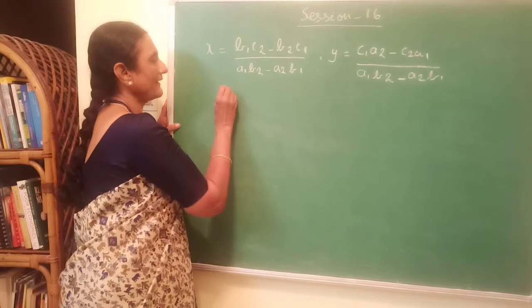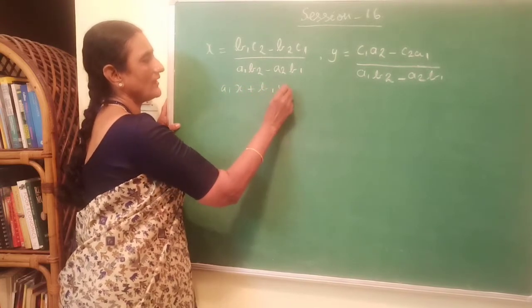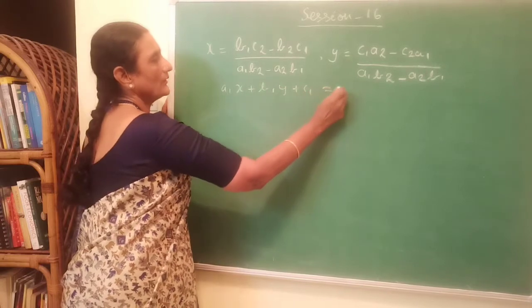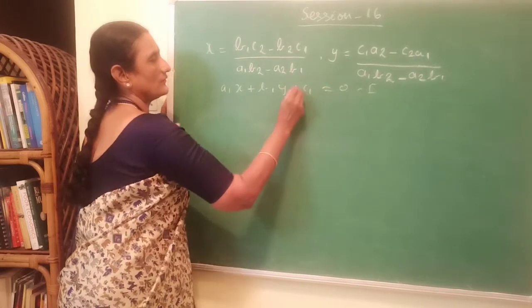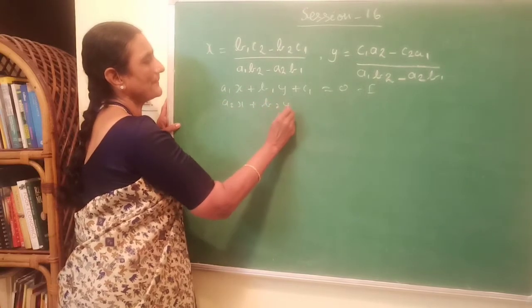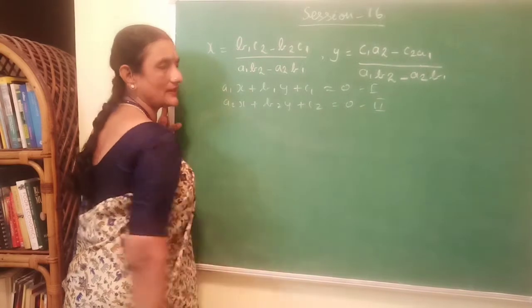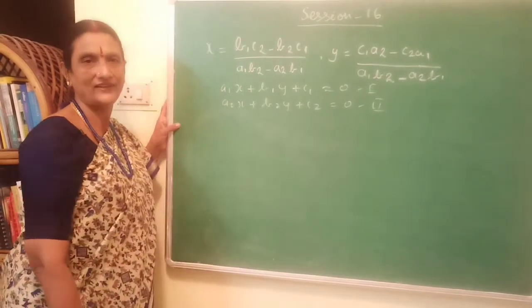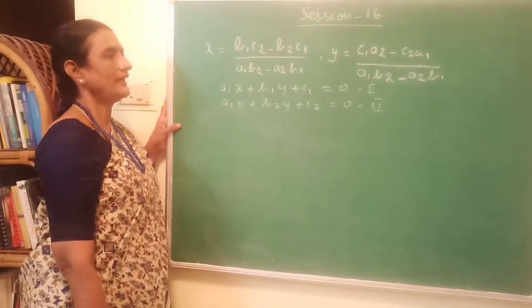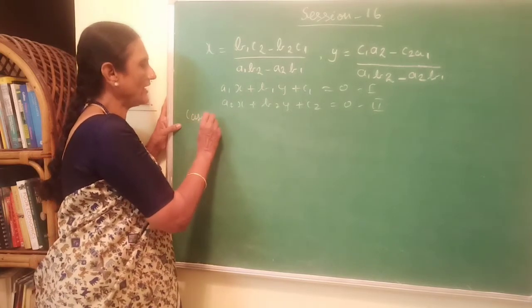Before that, let me write the original equations. A1x plus B1y plus C1 equal to 0. This is your equation 1. And A2x plus B2y plus C2 equal to 0. It is equation 2. These are the original equations that we considered.